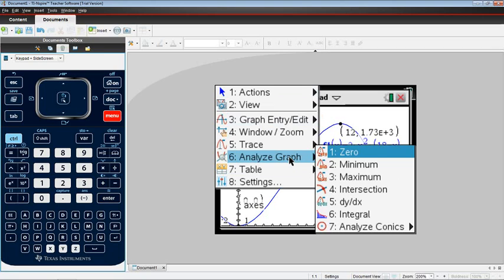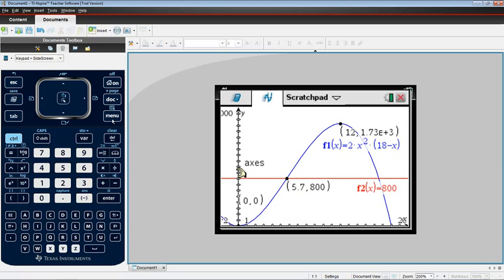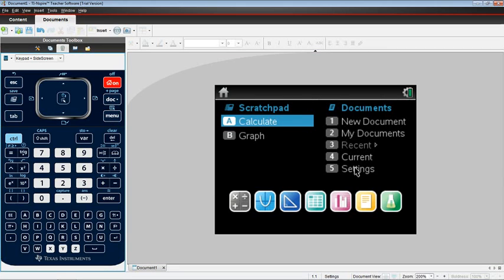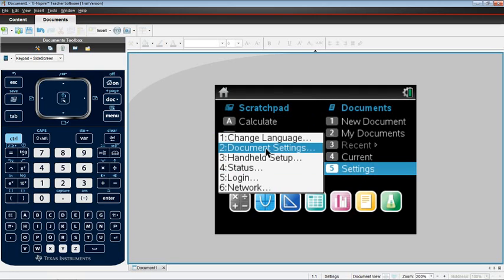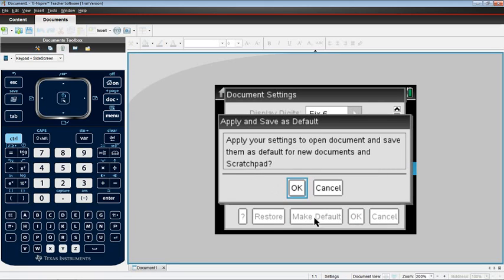What we're going to do is find the intersection point, because we can see that the volume is always less than 800 until I reach the intersection point. Then the volume is greater than 800 until I reach the second intersection point. So let's do this. Menu, Analyze Graph, Intersection. Lower bound, so go to the left of the first intersection. Upper bound, go to the right of it.